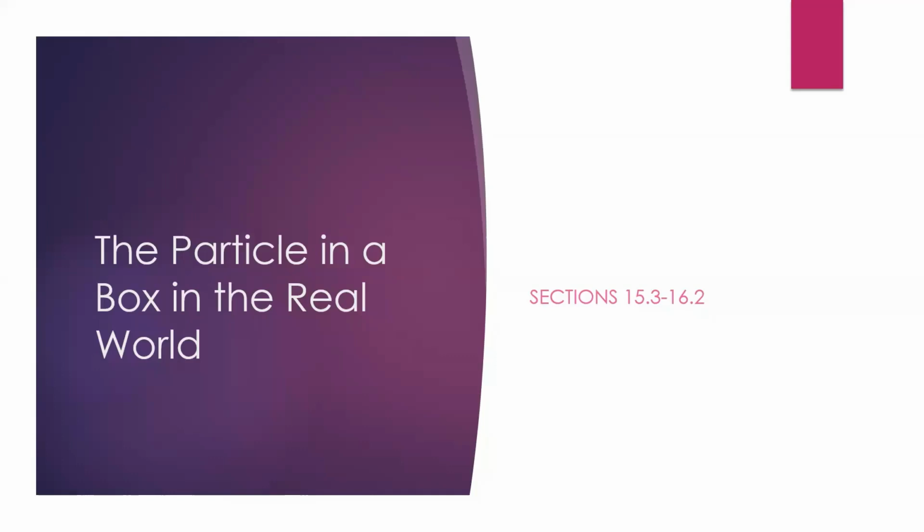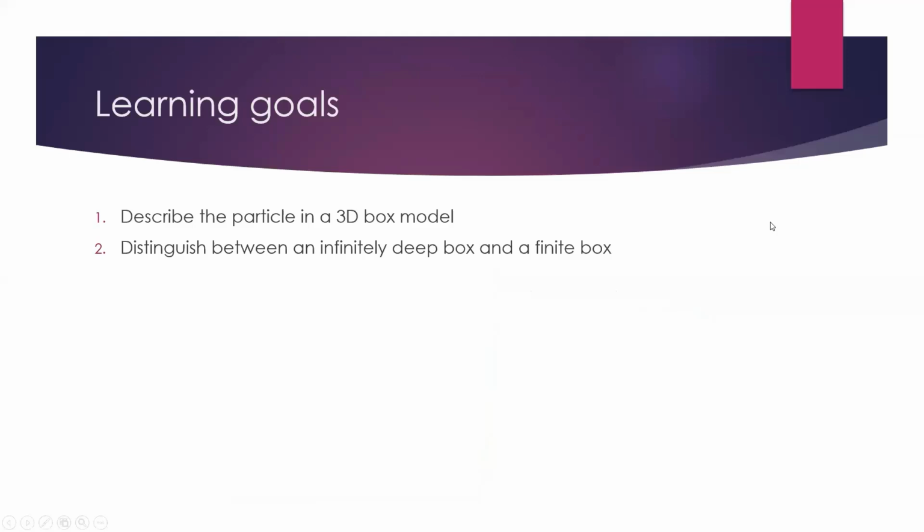Welcome back, students. Today, we are going to attempt to take the particle in the box model that we talked about last time and attempt to make it more real. So we're going to do that in two ways. The first way is by discussing the particle in a three-dimensional box rather than a one-dimensional box. And the next thing we're going to do is discuss a particle that's stuck in a box, not by an infinitely deep potential, but by a finite potential.